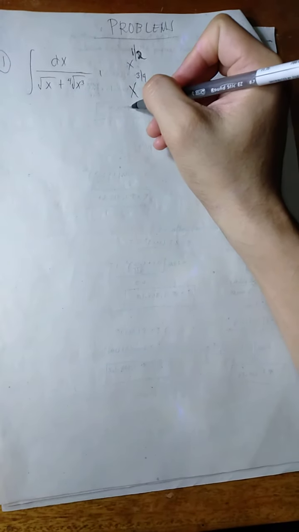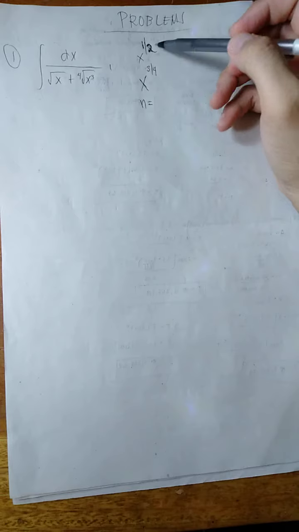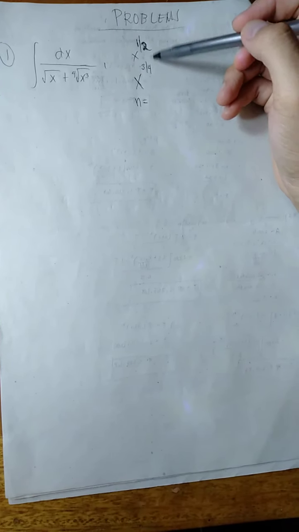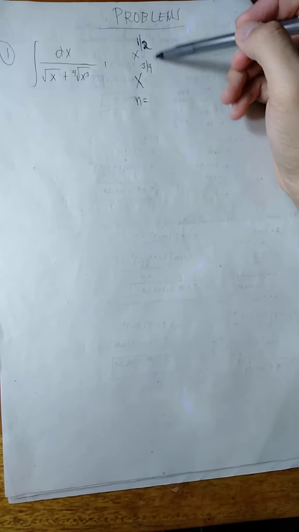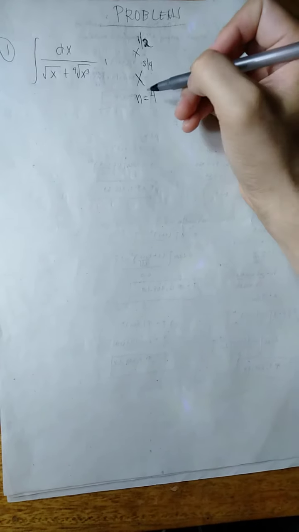In this case, we identify our n, if you remember. It is the LCD, or least common denominator, of our irrational exponents. So what is the LCD? We have 1 half and 3 fourths, so we only look at the denominators, 2 and 4. The LCD of 2 and 4 is 4. So we already identified our n.